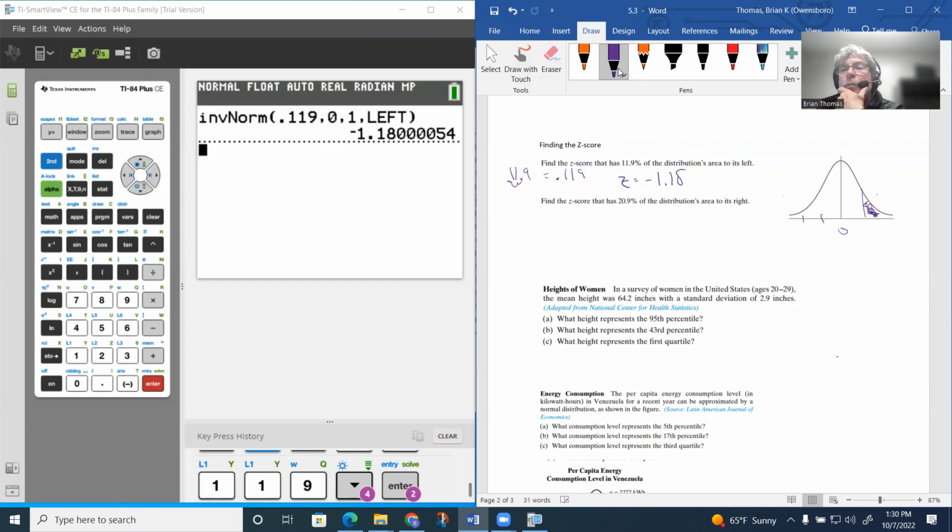Or in other words, this is like 0.209 of the area. So notice that we really want the complement of that. We want 1 minus this 0.209 as our area, because that's how our z-score works, from the left tail, not the right tail. So if we go 1 minus this 0.209, we get this 0.791.